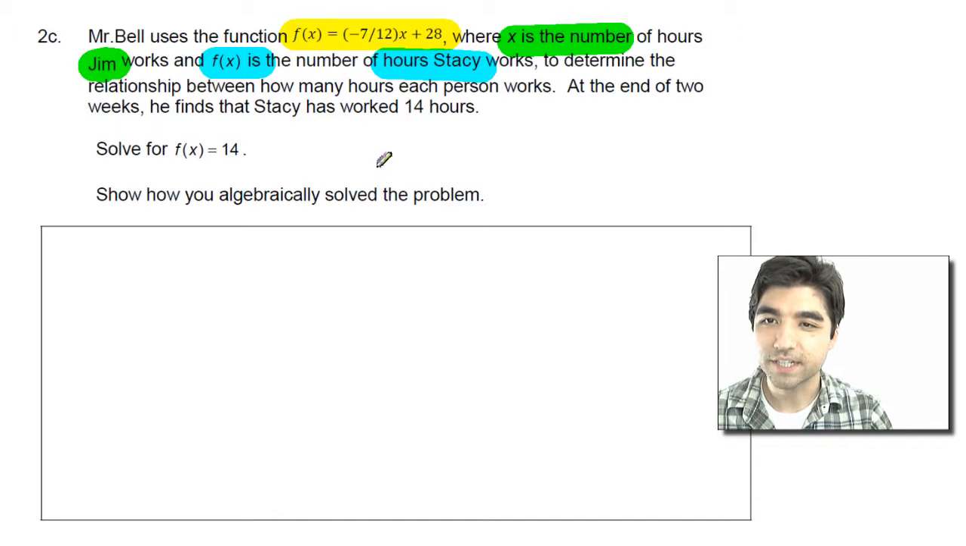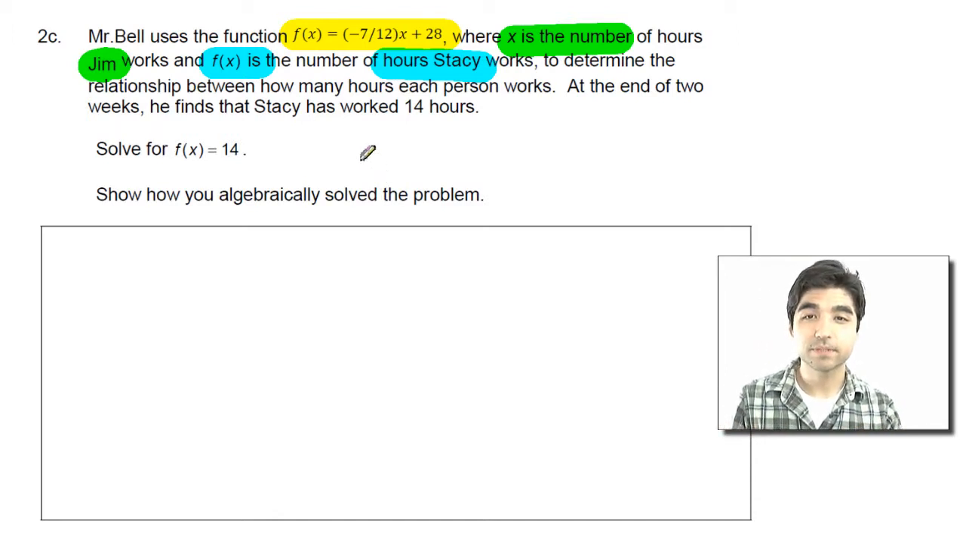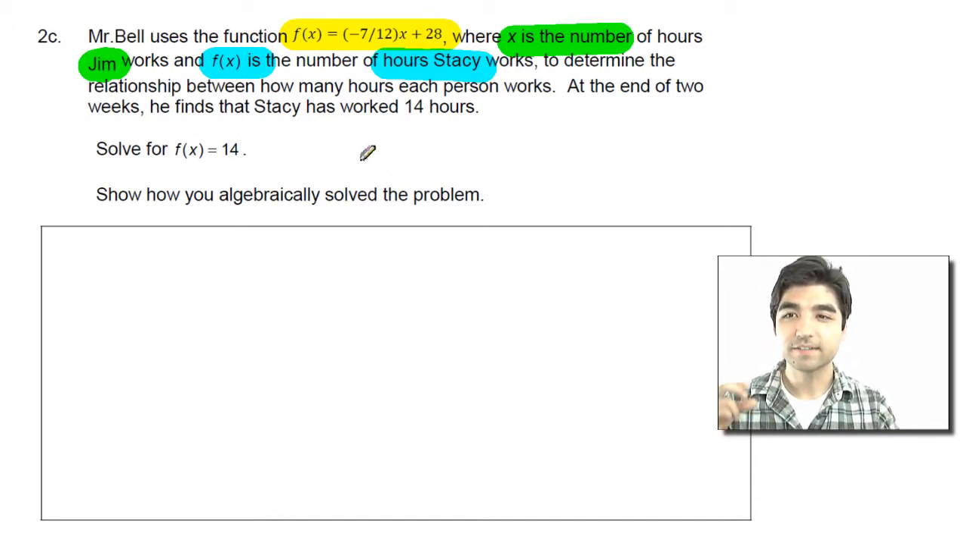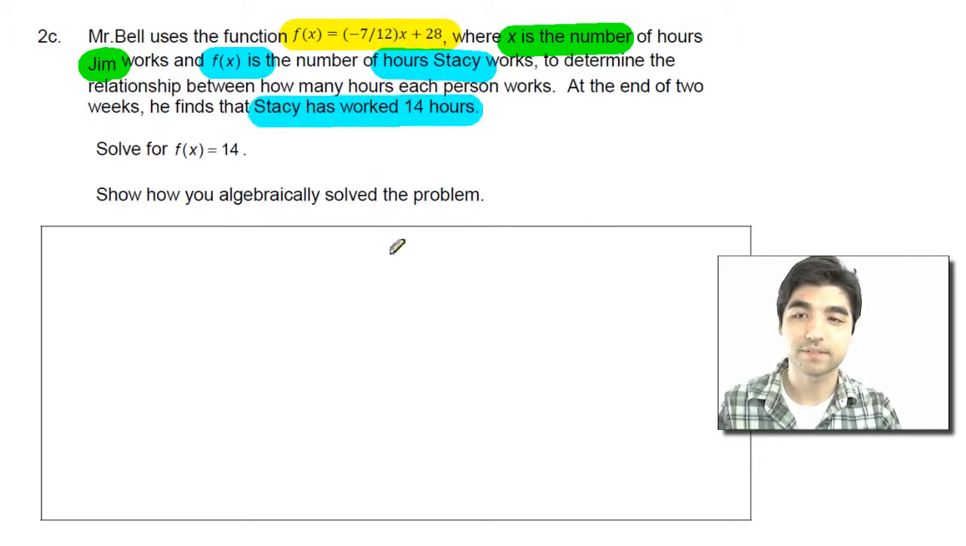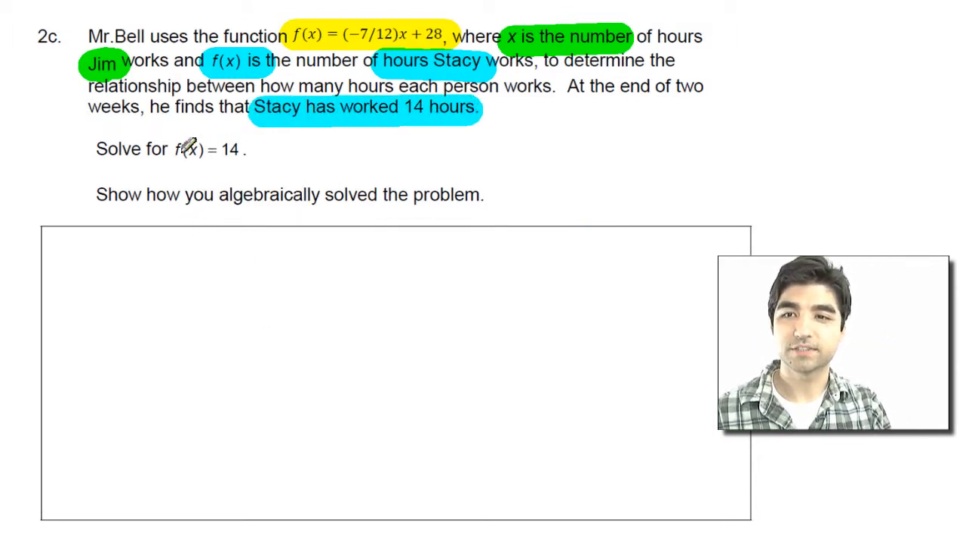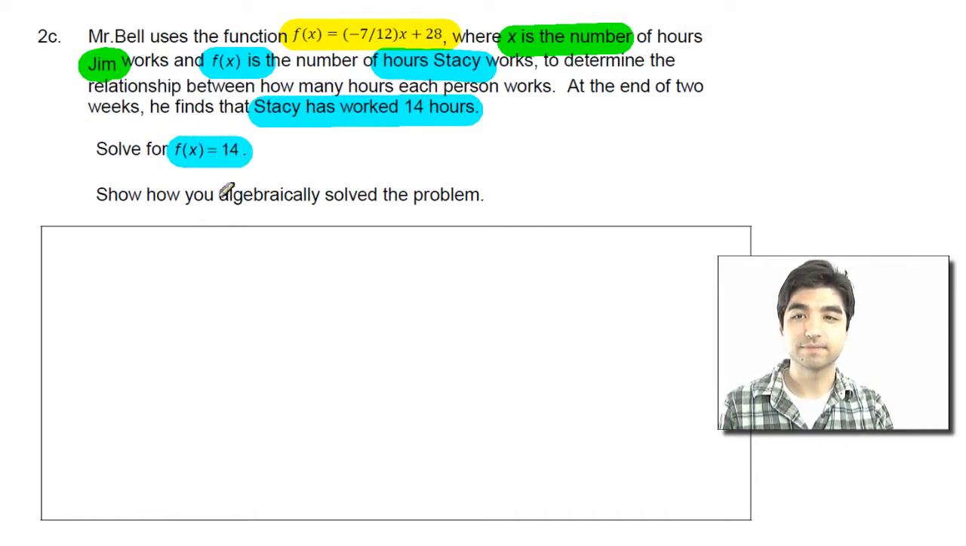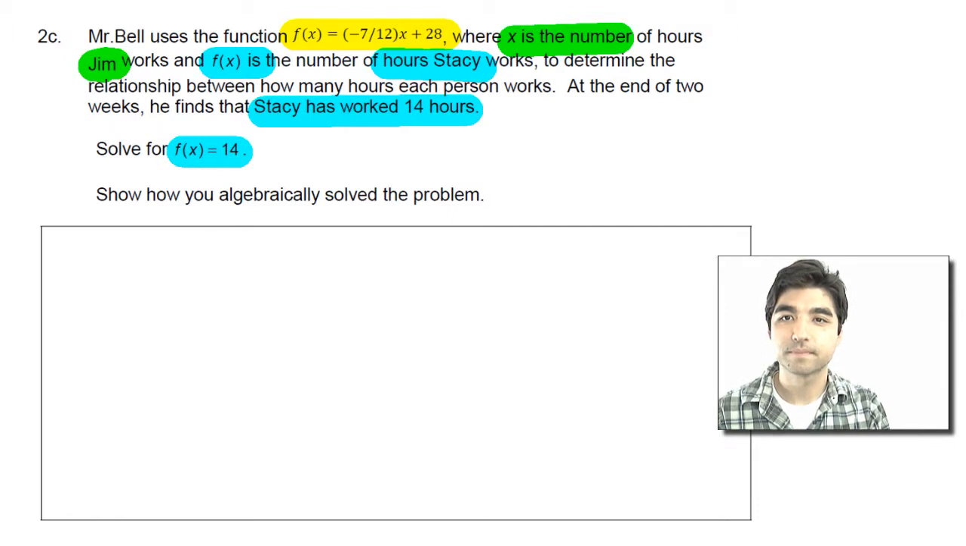To determine the relationship between how many hours each person works, at the end of 2 weeks, he finds that Stacy has worked 14 hours. So it says solve f of x equals 14. So Stacy is the f of x, right? And she has worked 14 hours.